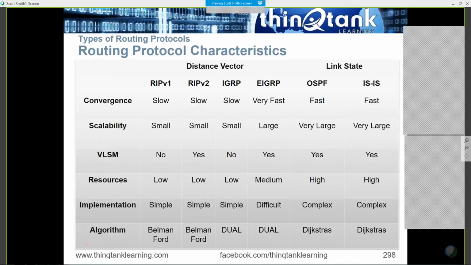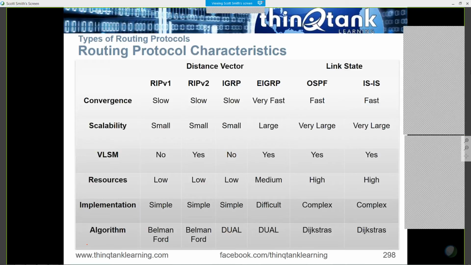VLSM, that's a term that you probably haven't seen before. VLSM stands for what? Variable length subnet masking. Subnetting. RIP version 1 doesn't do subnetting. IGRP doesn't. Everybody else does. As far as resources go, it makes sense that our more advanced protocols are going to require more resources because they have much more detailed databases.